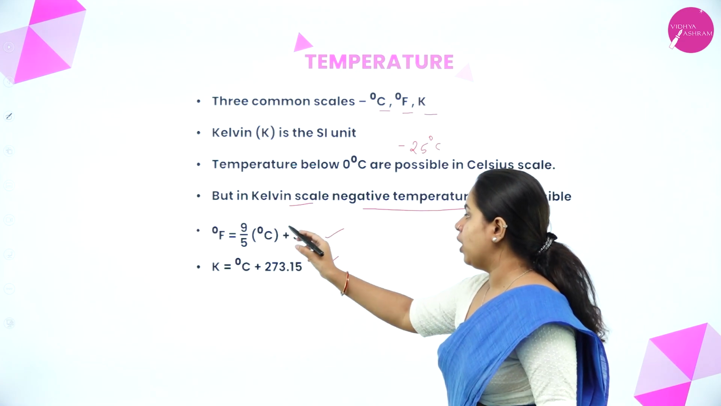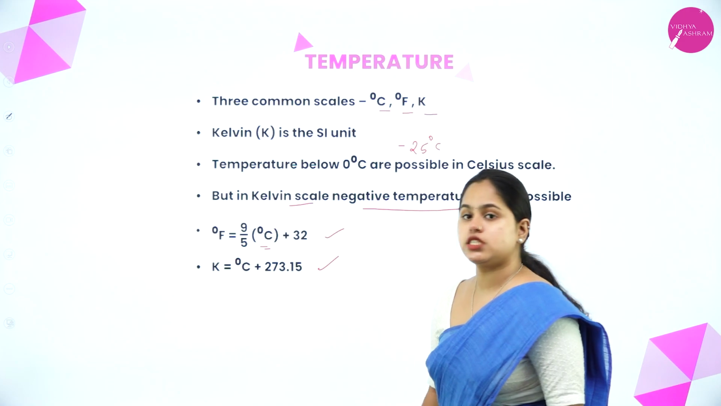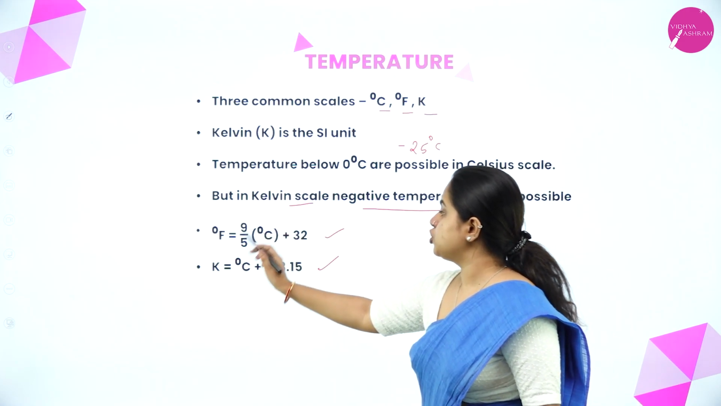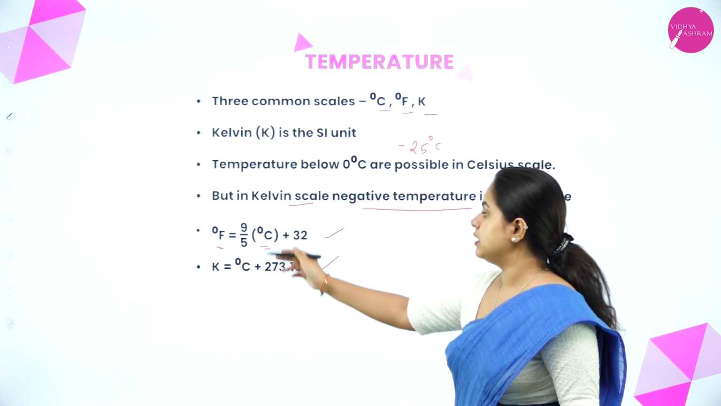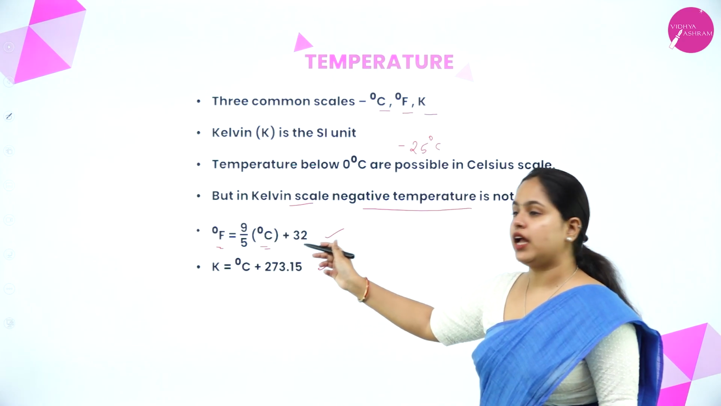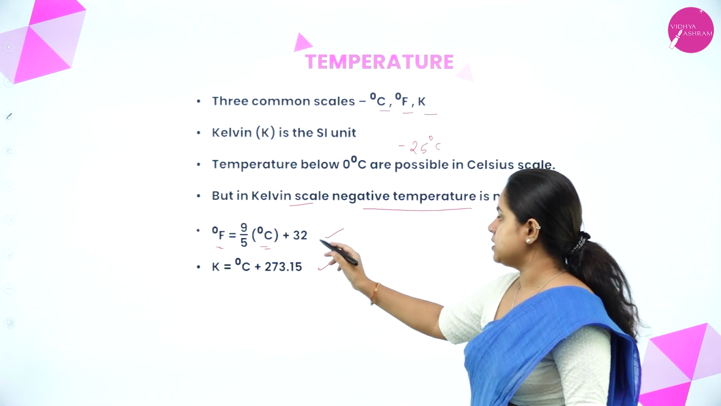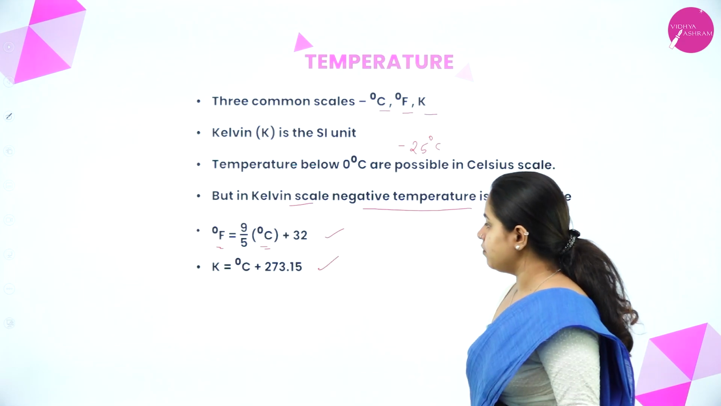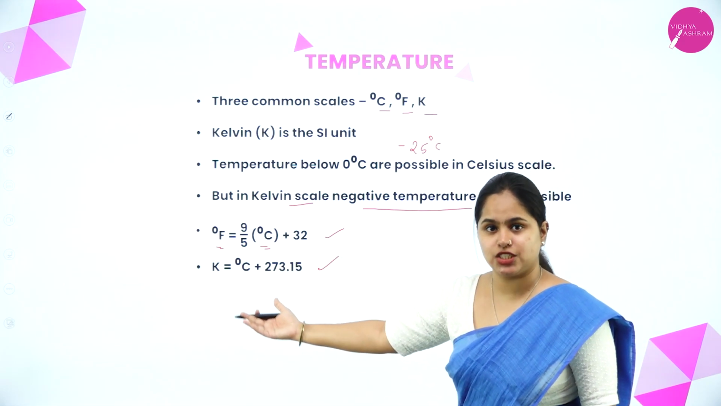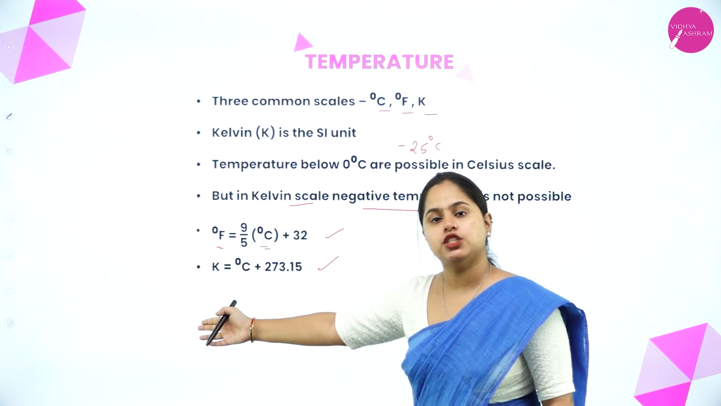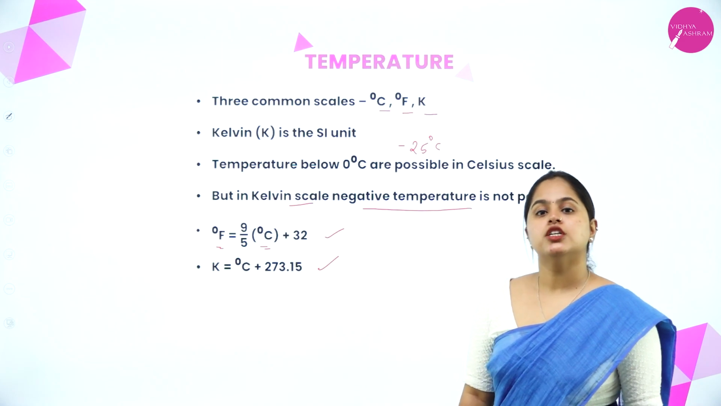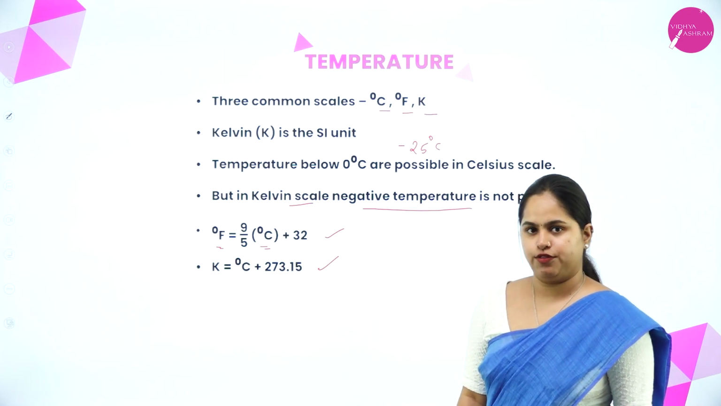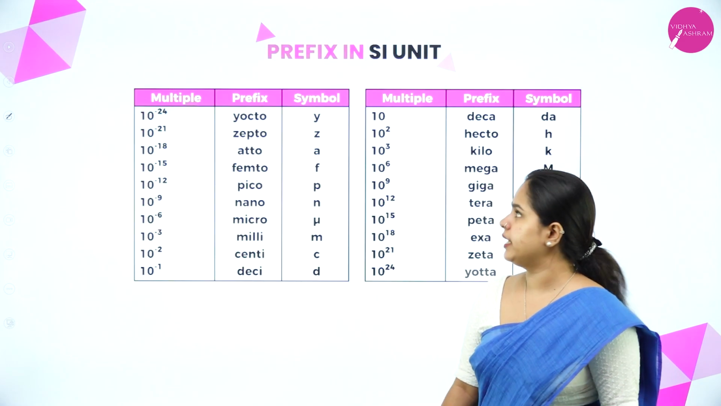See in here, if you have your degrees Celsius value, you will be able to convert it into your Fahrenheit scale. The equation is 9 by 5 into the value in your Celsius scale plus 32. Now, in the same way, if you have your degree Celsius value, you can convert it into your Kelvin scale as well. You just have to add 273.15. Yes, so I hope that is clear.